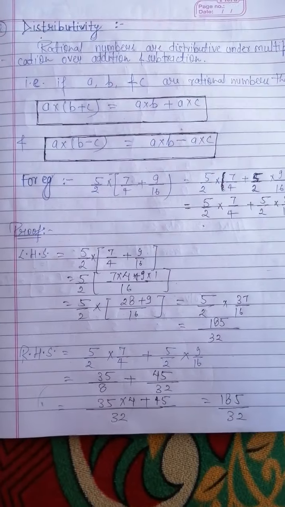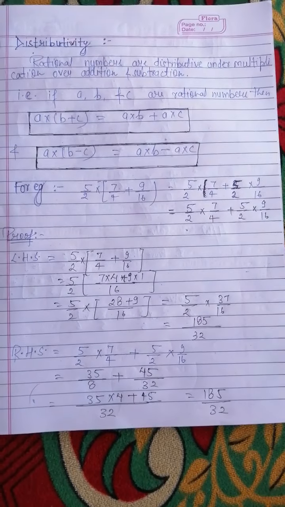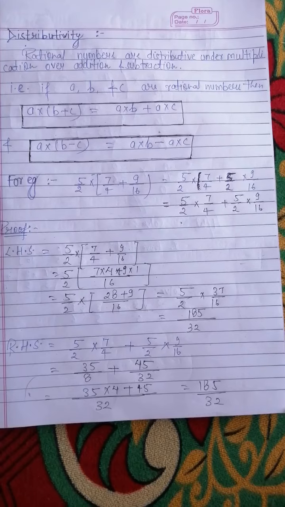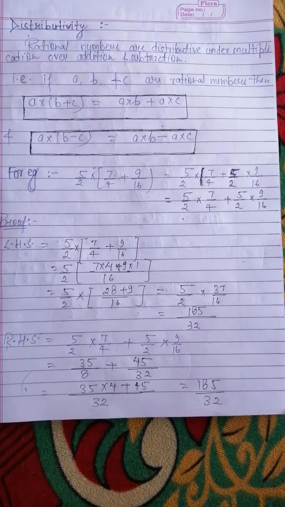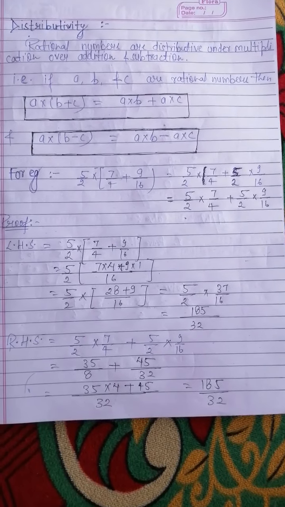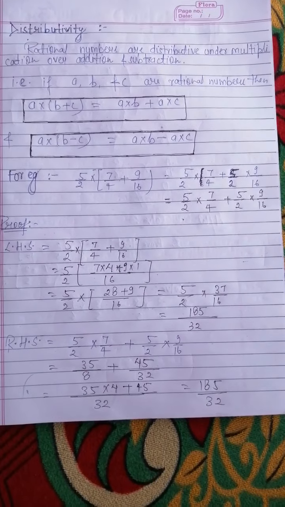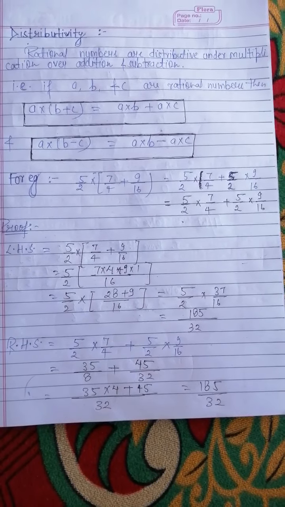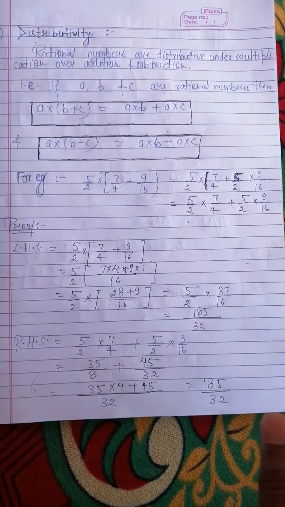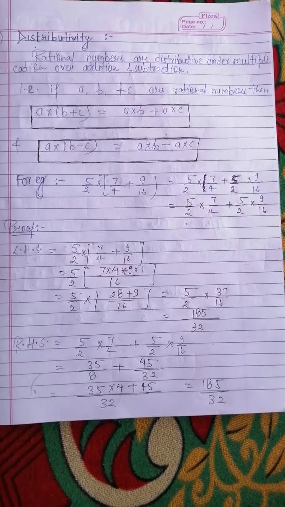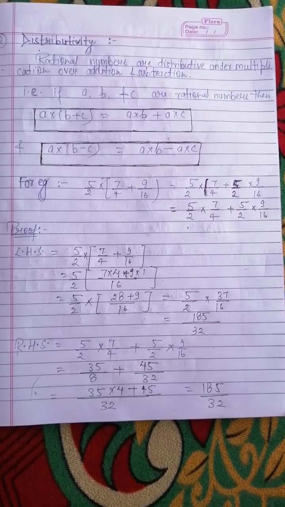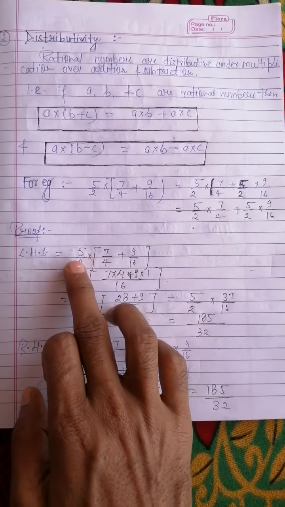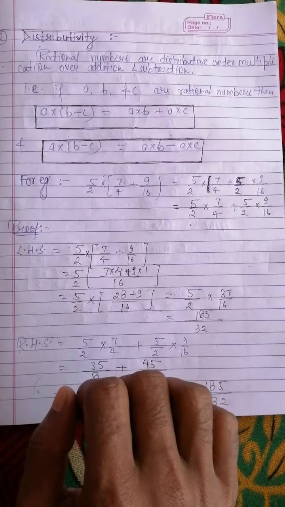For example, 5/2 in bracket 7/4 plus 9/16, which is equal to, according to that law, 5/2 into 7/4 plus 5/2 into 9/16. Another thing we need to know is whether this is correct or not, so here is the proof. Taking the left hand side, 5/2 is outside, so first of all we will take the bracket.